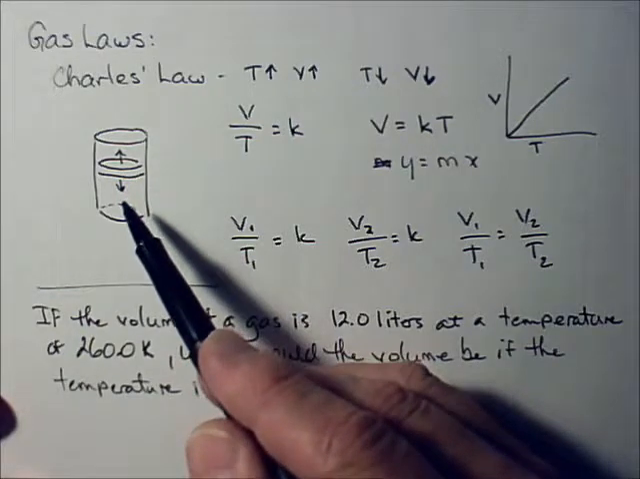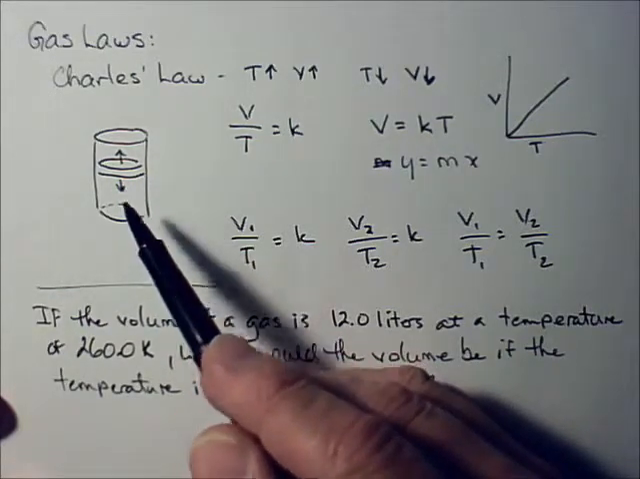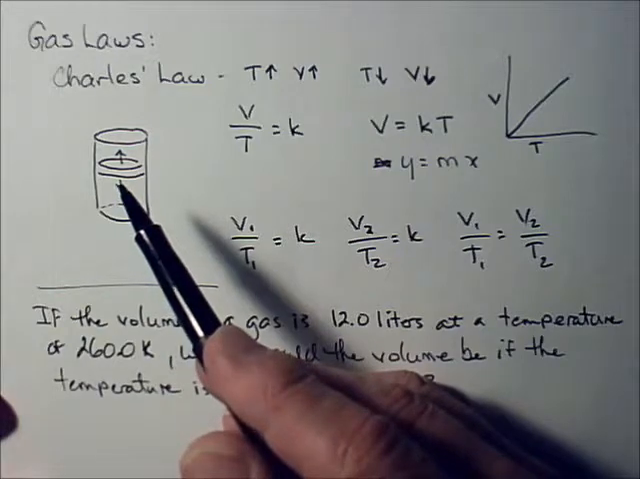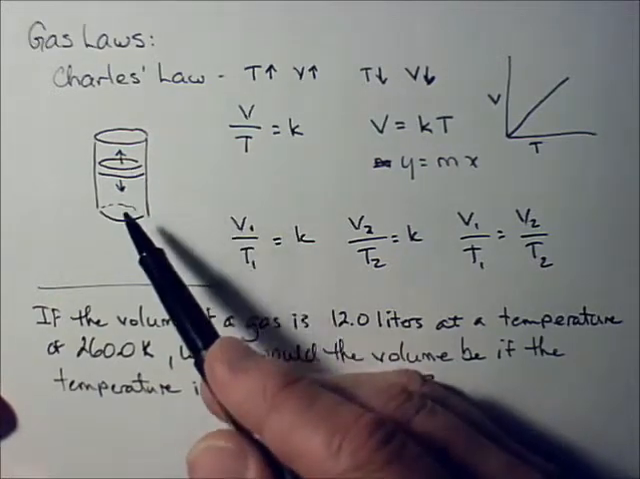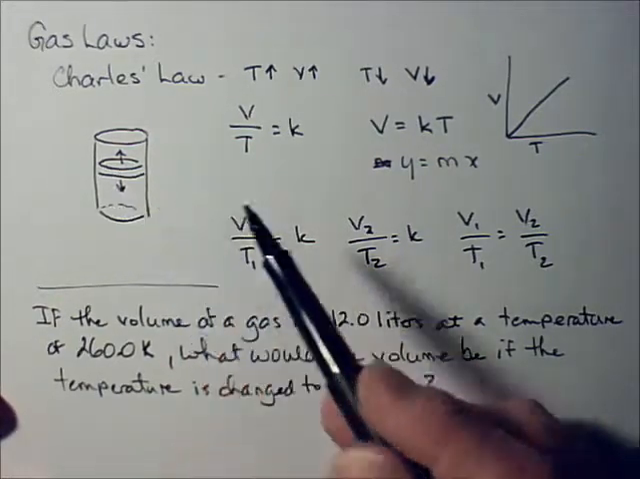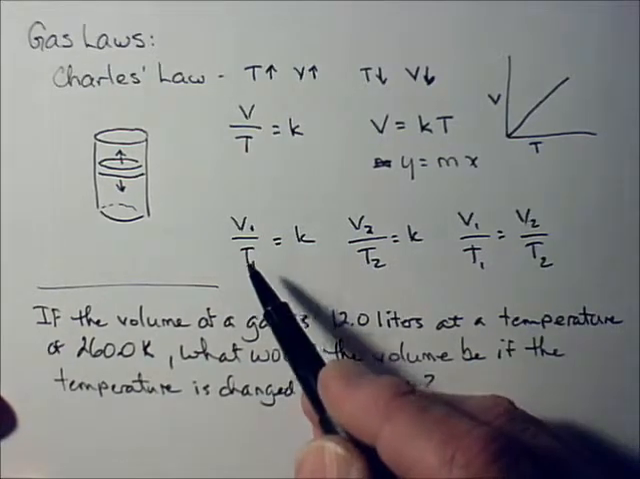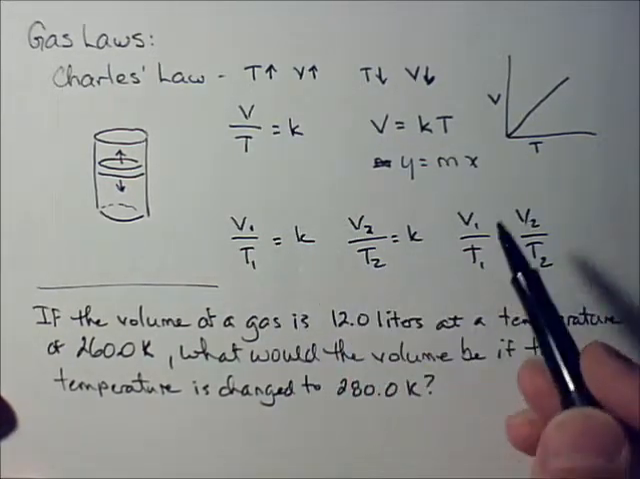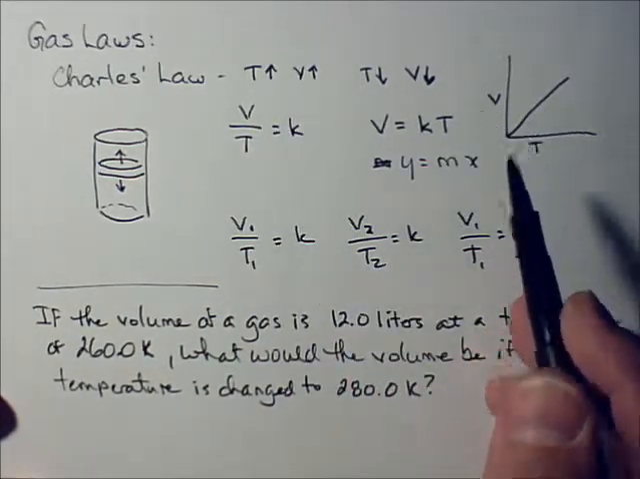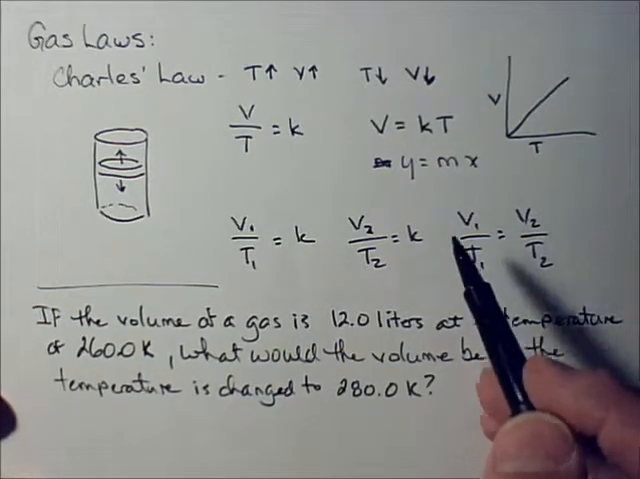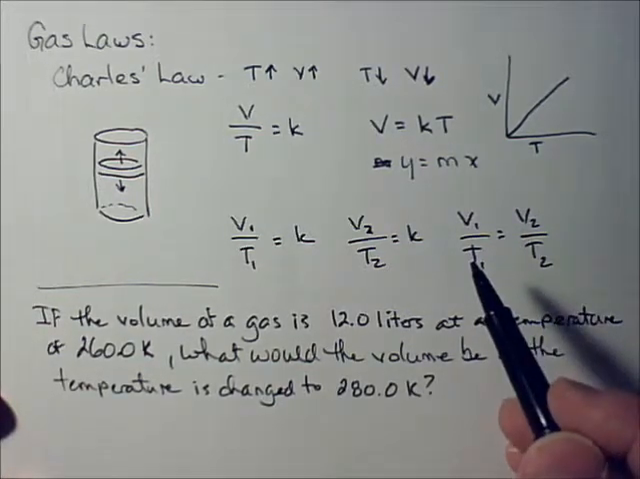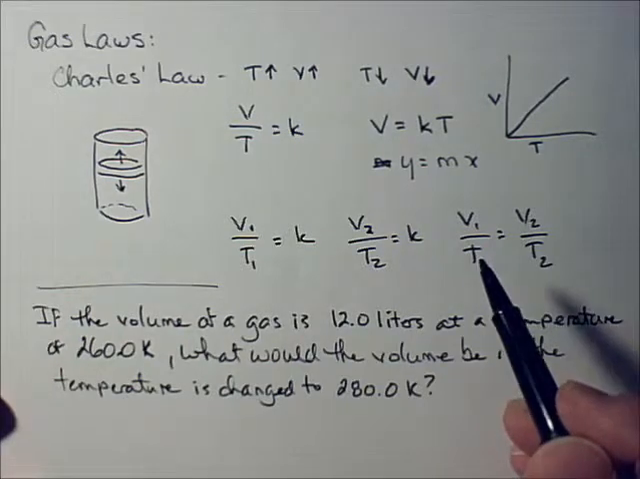If you drop the volume, the temperature drops. If you expand the volume, the temperature expands. If the temperature increases, it forces the volume to increase. Okay? So volume over temperature equals some constant. That's how we get this straight line. But this comes out to be the most practical form of the equation, the kind that we can actually use.